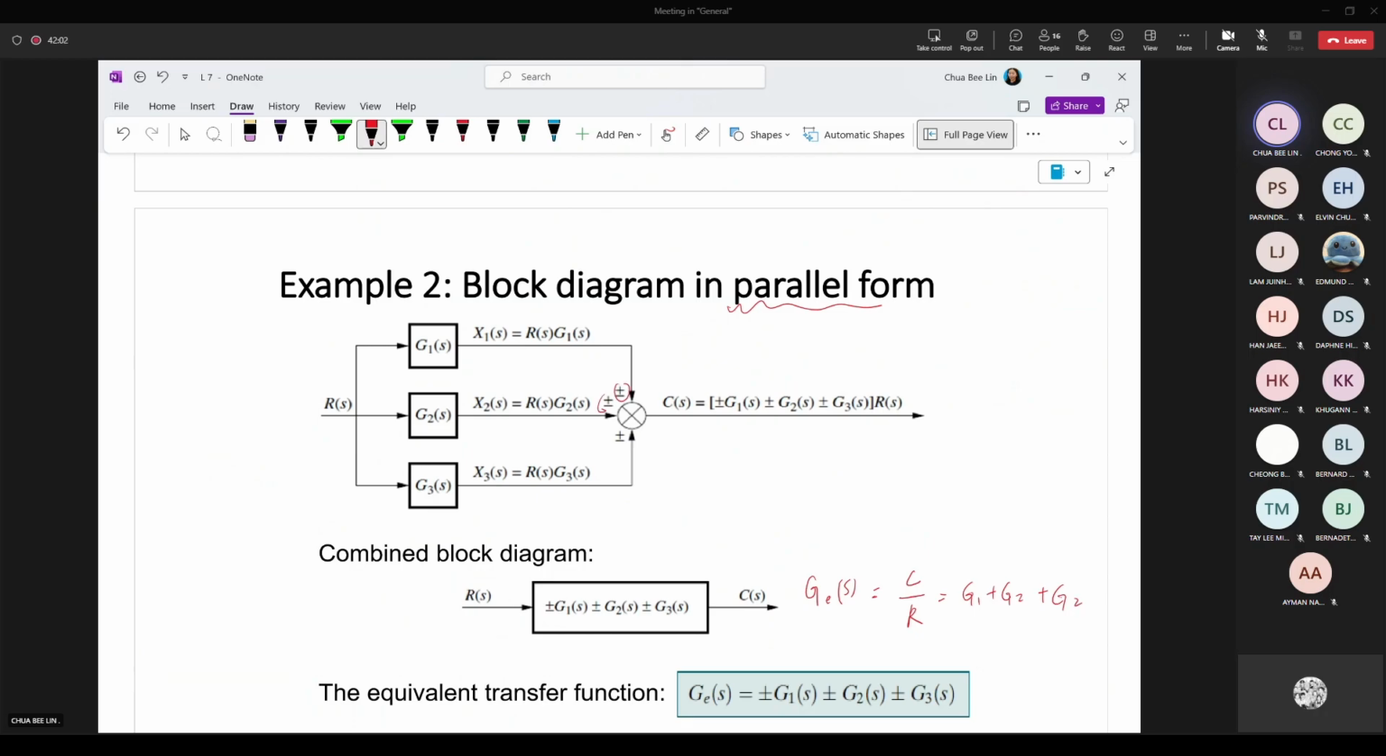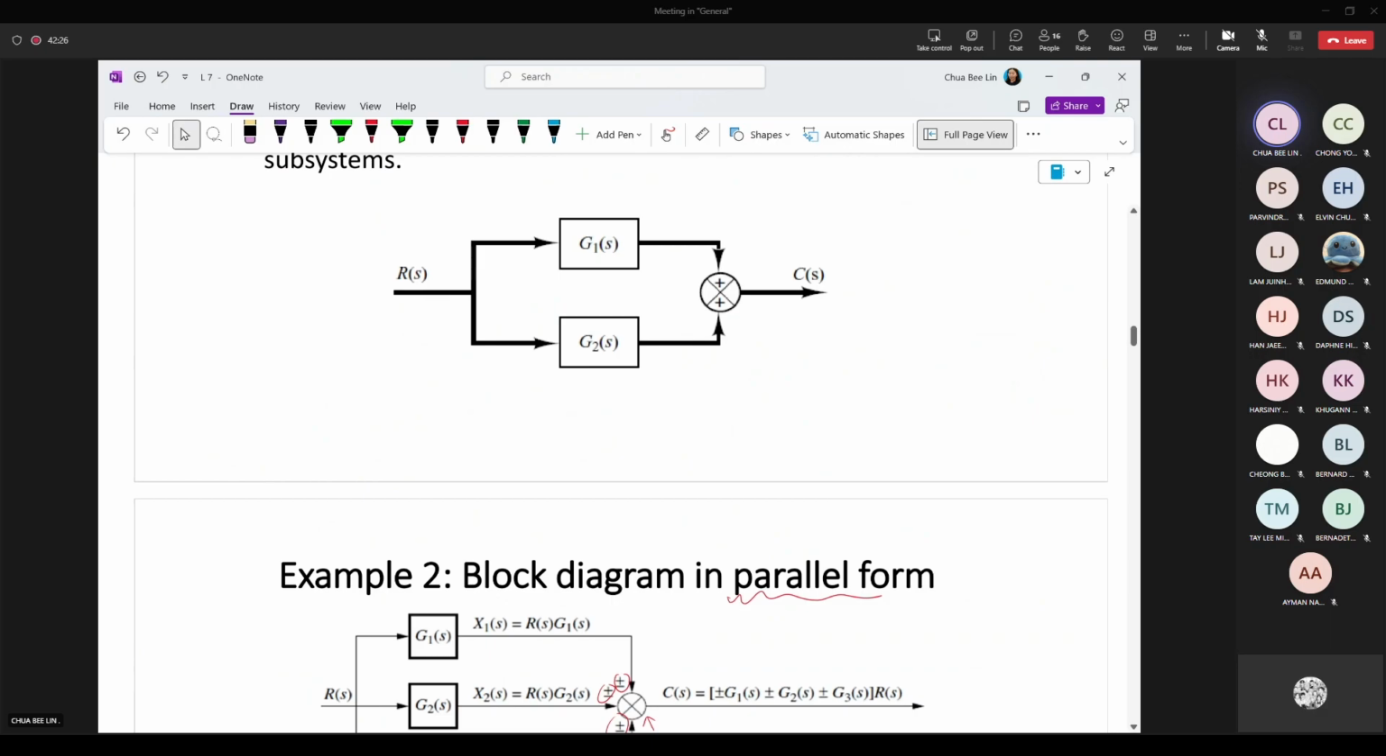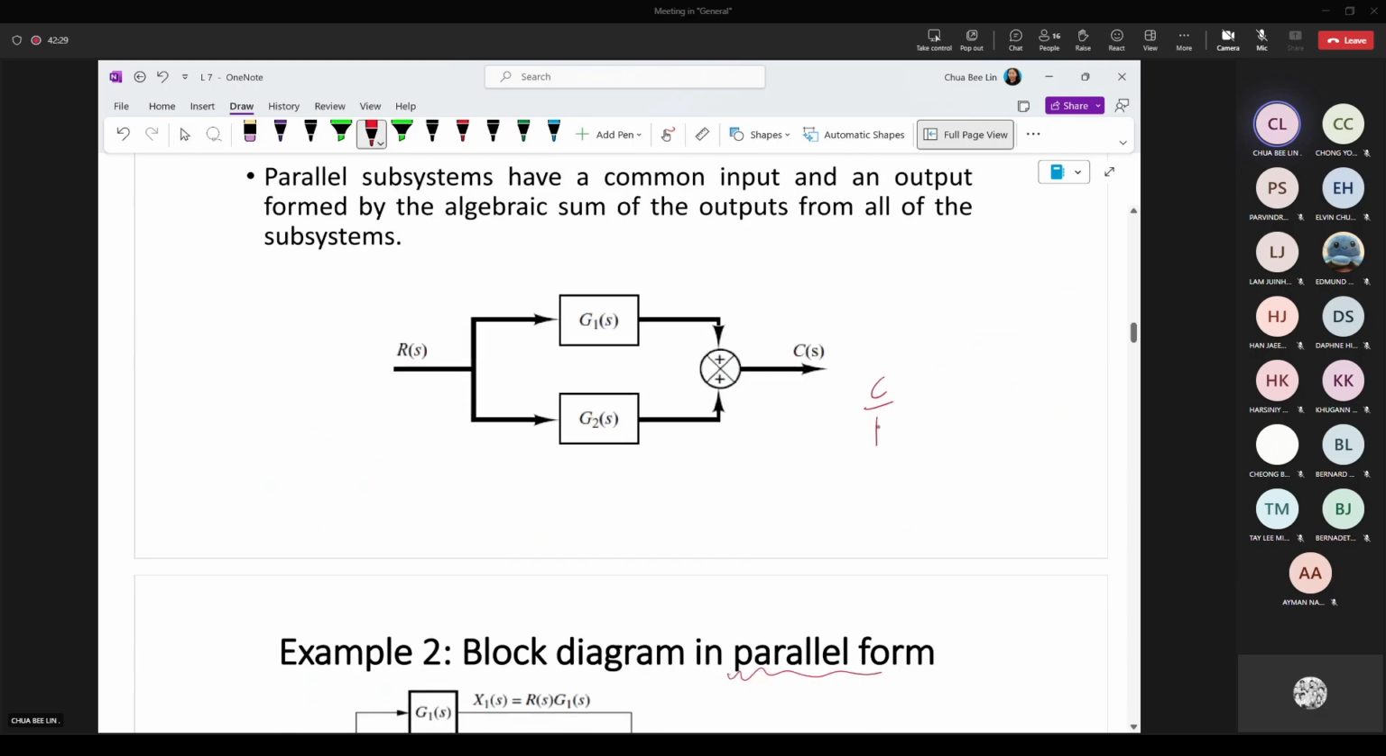So why do they have plus minus? Because it is indicated over here, they use plus minus. So you just follow plus minus. In your exam, it will always indicate clearly, for example, plus or minus, it won't be like plus minus over there. It is either plus or minus. So for the notes over here, you can put C over R equivalent to G1 plus G2. So this one is parallel. You just have to sum.